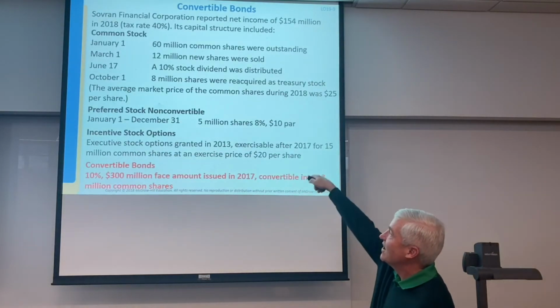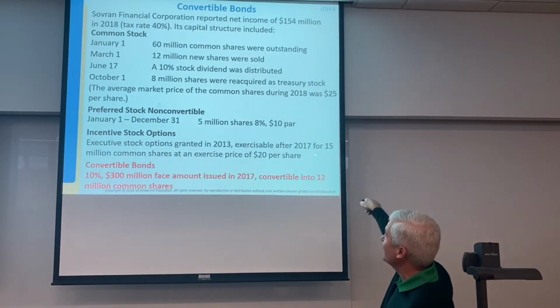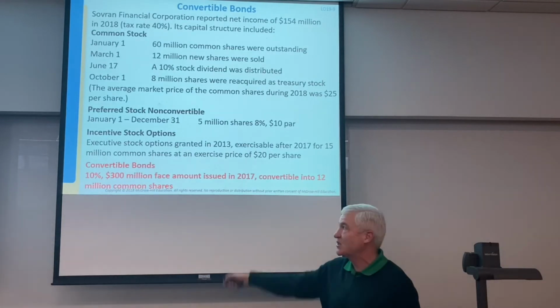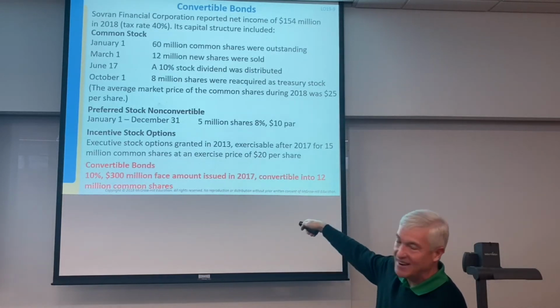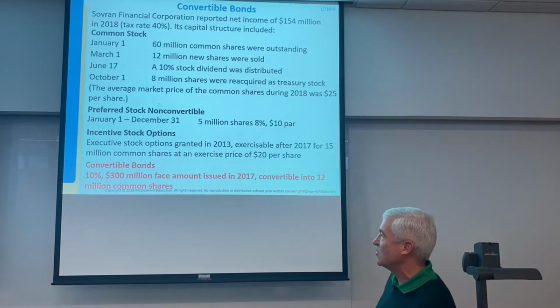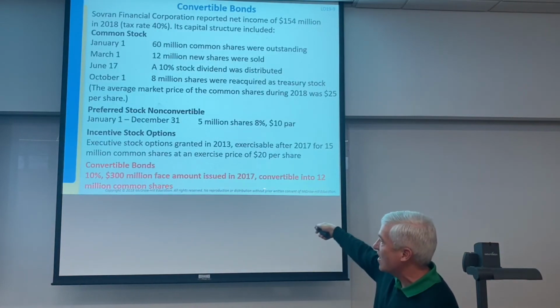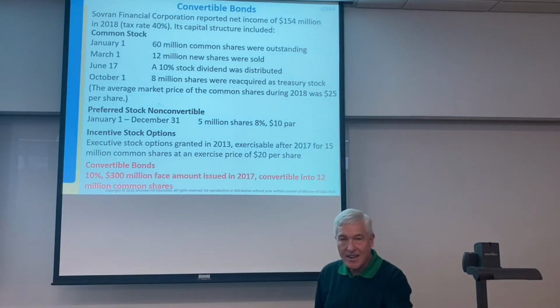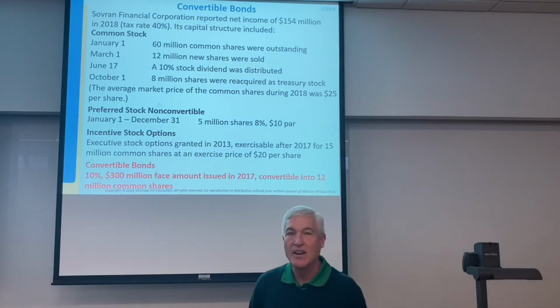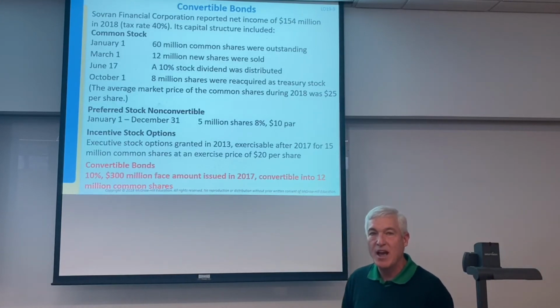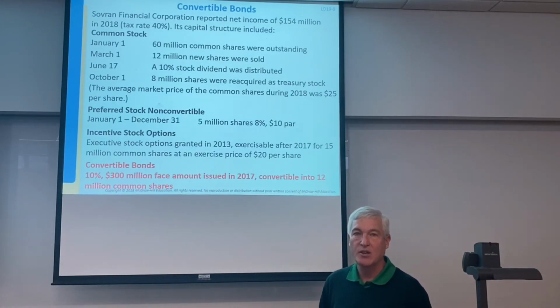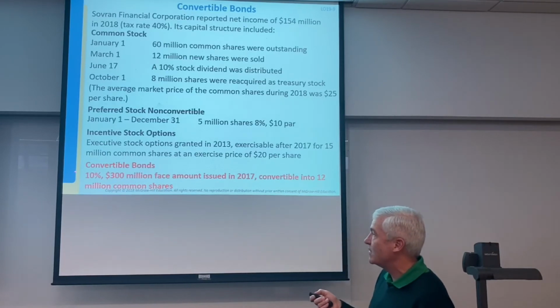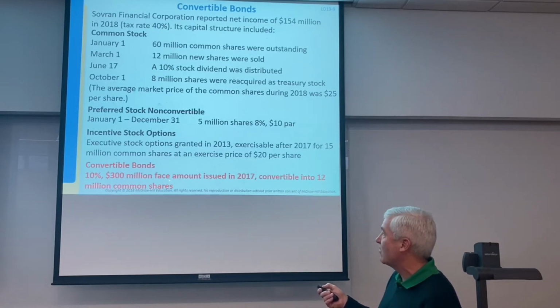So here, we're starting back, same example, and we're at a basic of $2 per share. The incentive stock options have been exercised. Again, I'm not going to hold you accountable for that, but here we go. You are accountable for this. There were convertible bonds. They didn't get converted, but they could have been converted. Therefore, we're going to take them into account in our diluted earnings per share calculation. So the facts: these bonds pay 10% interest, $300 million face value, convertible into 12 million shares.